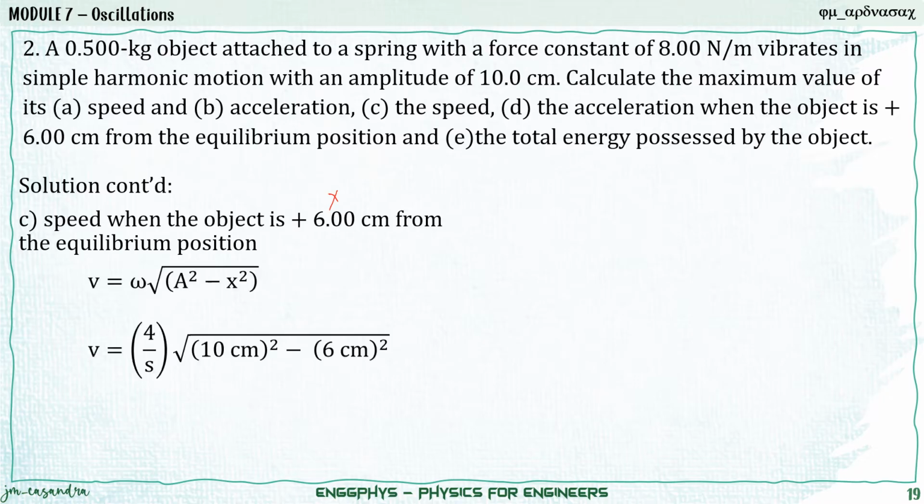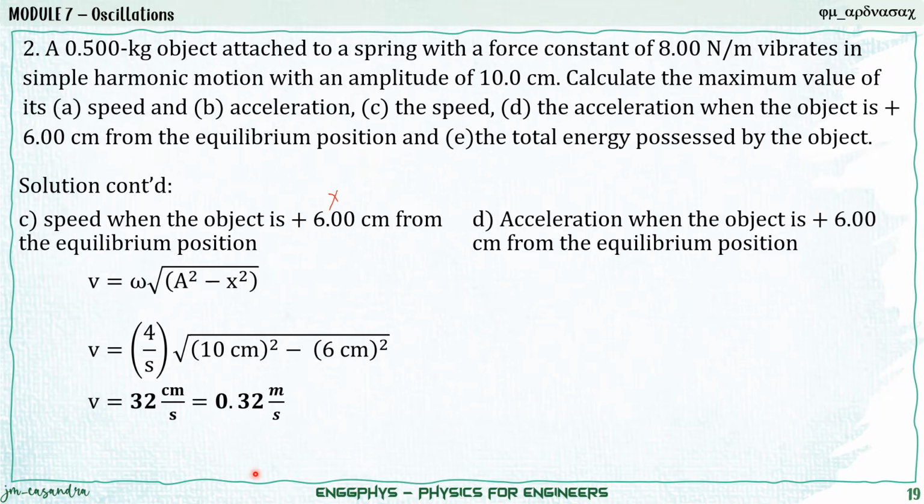So we have our equation, v is equal to omega square root of a squared minus x squared. So you just substitute the values of omega, 4 per second, amplitude is 10, and x is 6. So we'll be arriving at the instantaneous velocity at 6 centimeters from EP is 32 centimeters per second, or that's 0.32 meters per second.